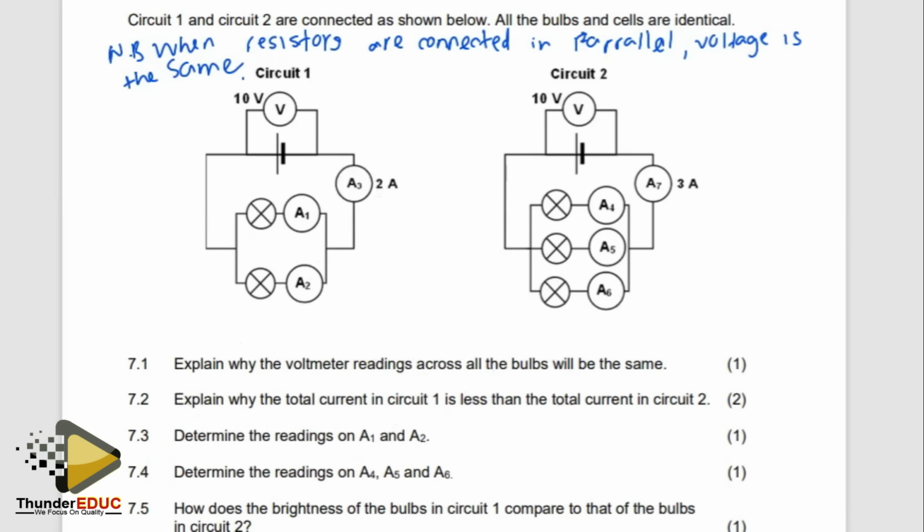So I was saying, explain why voltmeter readings across the bulb will be the same. Okay, so what are you saying? You are saying the bulbs are connected in parallel. That's your answer. The bulbs are connected in parallel. We need to know if you know this type of connection. That's why on the diagram it's just written circuit one and circuit two are connected. So we need that word: parallel, connected in parallel. We need to see if you know, okay. I didn't take note of this one.